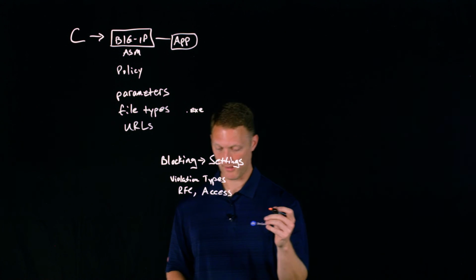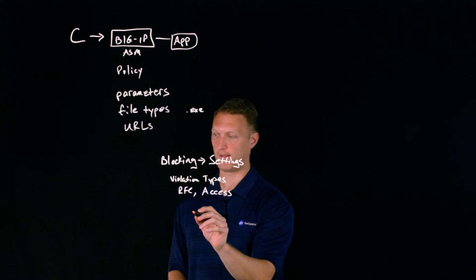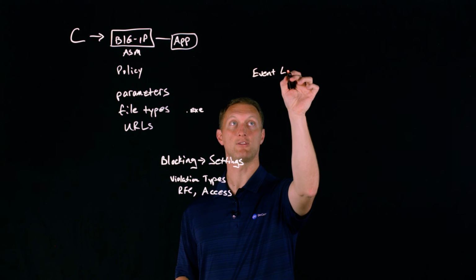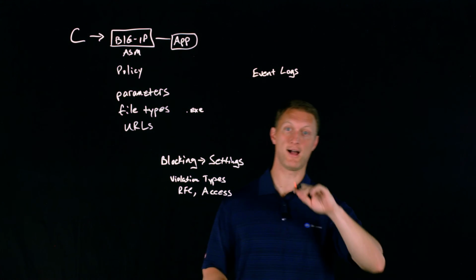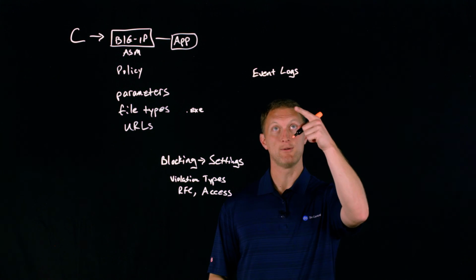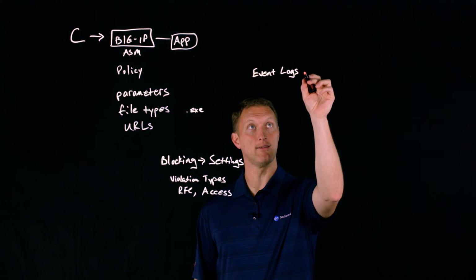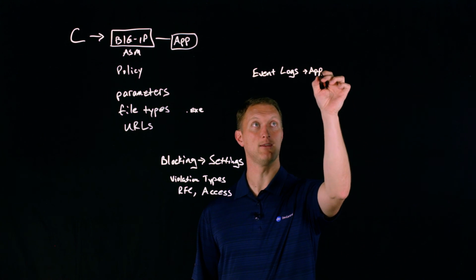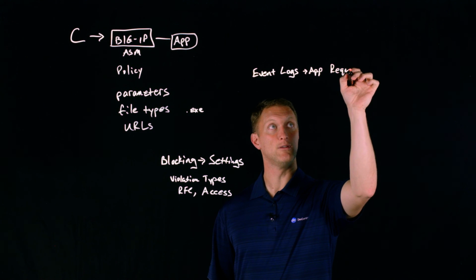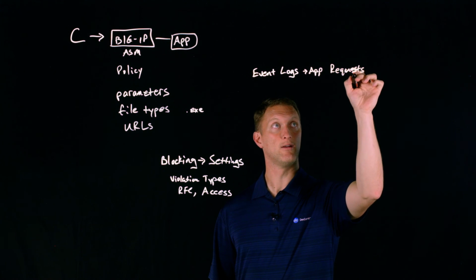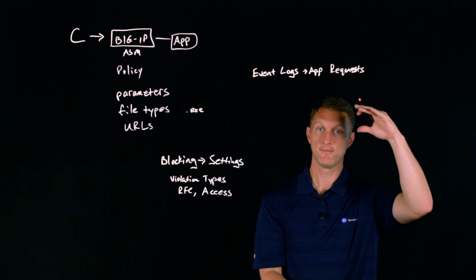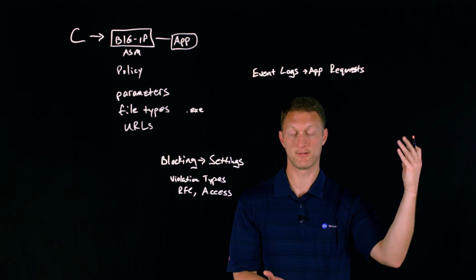The other place that I was going to say is in the event logs, and I'll write it right up here. When you go into your event logs, let's say that your ASM has done a great job of blocking a user request just like what you wanted it to do. You go into the event logs, then you go to application, and then requests. So when you go to event logs, application, requests, it's going to show you everything that has been blocked or that's been logged specifically.